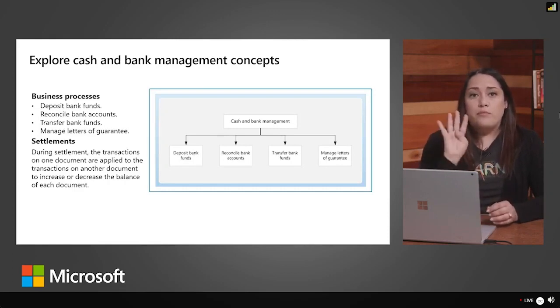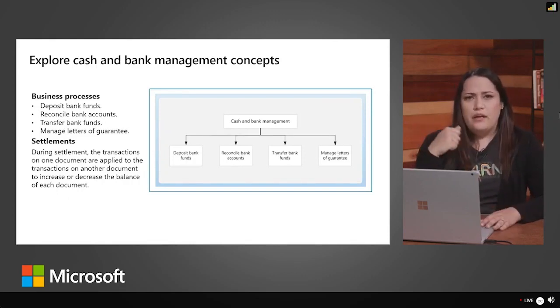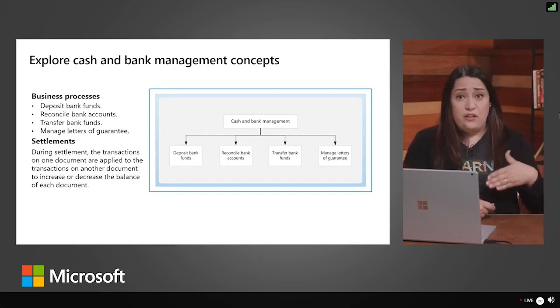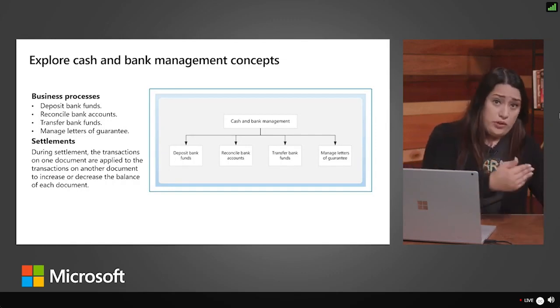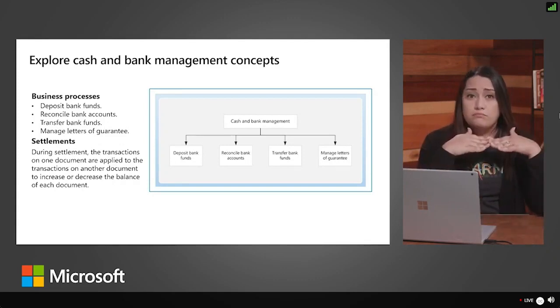There are going to be 4 main processes under the cash and bank management. First, you have depositing bank funds. This could include things like deposit slips, bills of exchange, promissory notes, or checks, really anything. Then you have your reconciliation of accounts. This is where you receive a bank statement, and then you have to review each legal entity's bank transactions with the transactions of the bank statement and make sure that they match up.